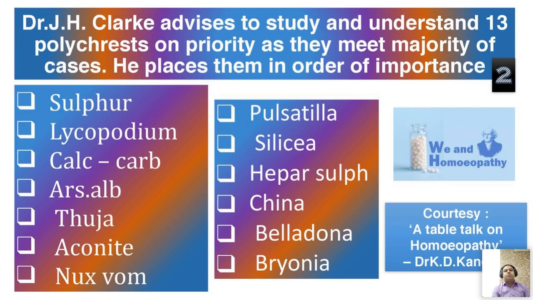Dr. J.H. Clark advises to study and understand 13 polycrests on priority as they meet the majority of cases. He places them in order of importance: sulfur, lycopodium, calcarea carb, arsenic, thuja, aconite, nux vomica, pulsatilla, silicea, hyoscyamus, china, belladonna, and bryonia.